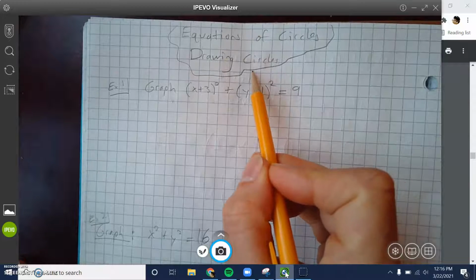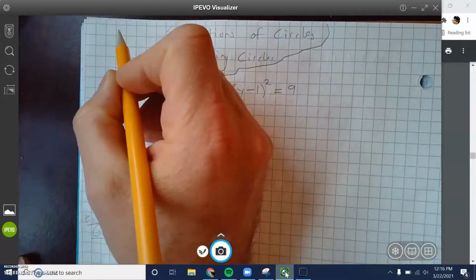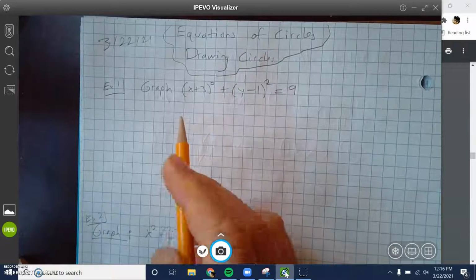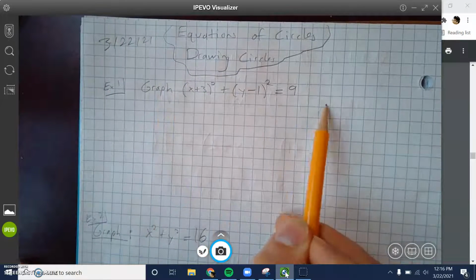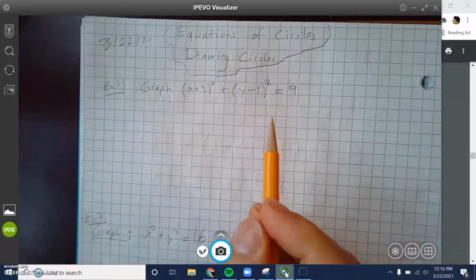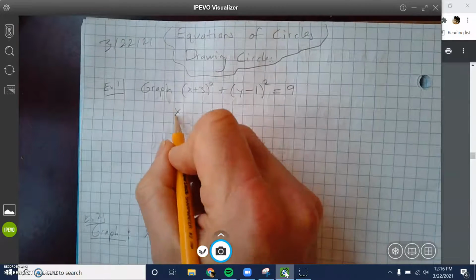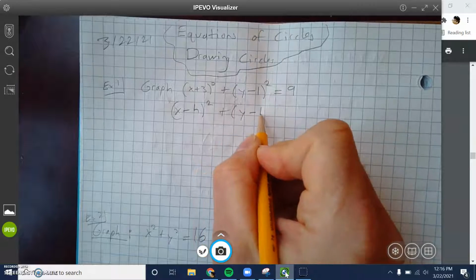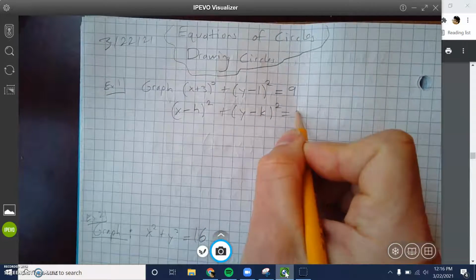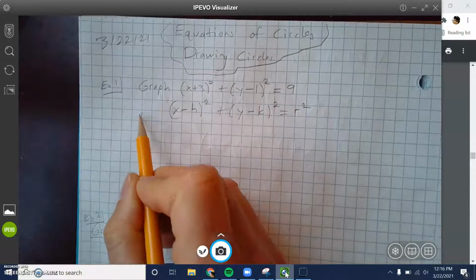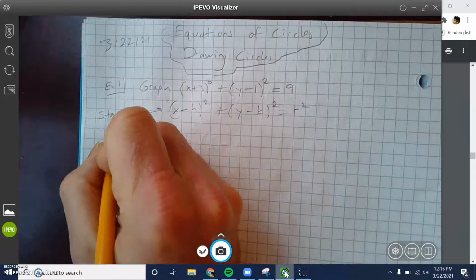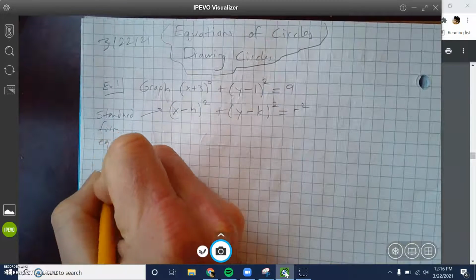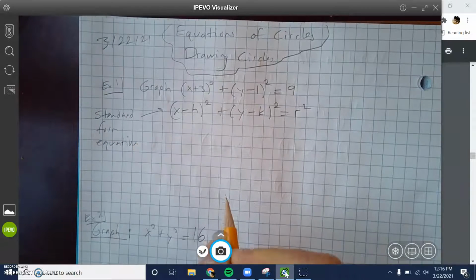We got our title here. We're going to write the date, 3/22/21, like that. Here's the problem right there from our workbook page. Okay, so what do we know? We know that (x − h)² + (y − k)² = r². This is the standard form equation. Write that down. Standard form of a circle.